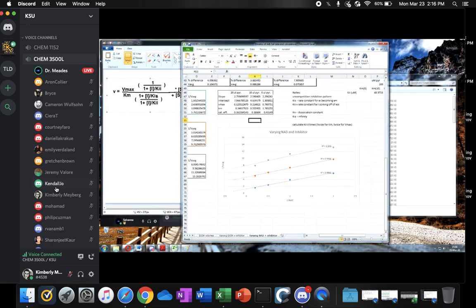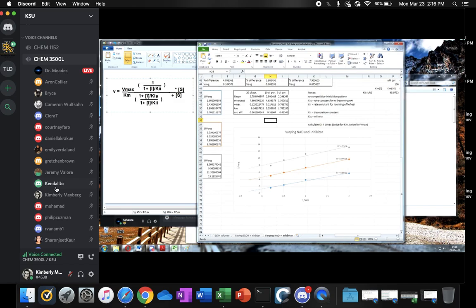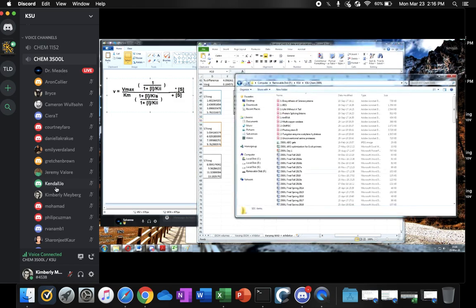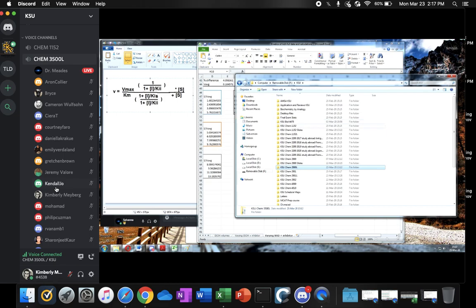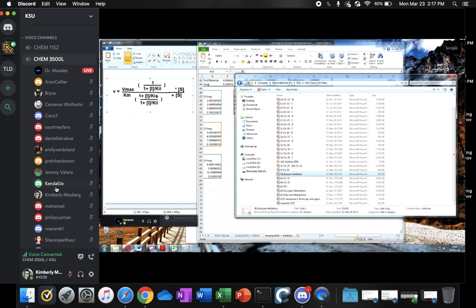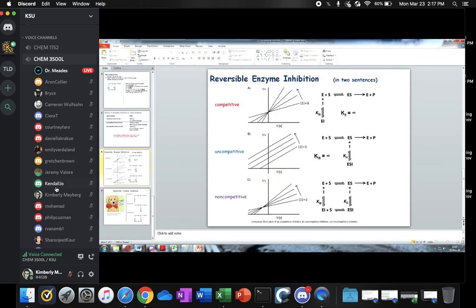And looking back at our information, how did I do with my PowerPoint? Oh, I know where it is. Okay, so looking at these things on the right, you told me competitive only binds to free enzyme, right? Like this graph on the right shows. And uncompetitive only binds to ES, and non-competitive could bind to either.